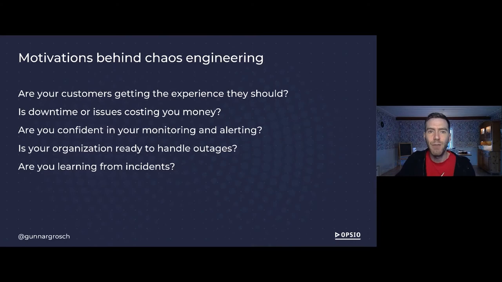And every time there is an incident, we have a huge opportunity to learn about the conditions that exist for that incident to take place. And what about learning from controlled incidents? By using chaos engineering, we're able to do that.